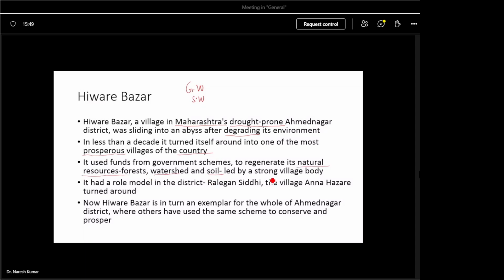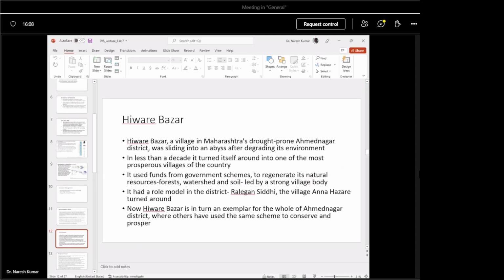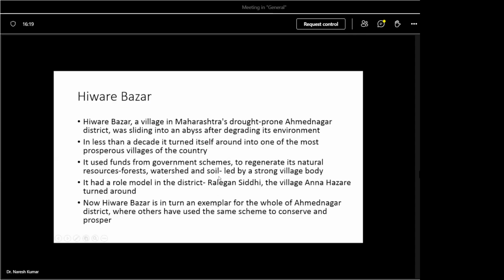Watershed management, soil conservation, led by strong village bodies. So now it has become a role model in the district, and this village is also famous for Anahjane. Now Hivre Bazaar is an example for the whole country. That is the kind of attitude that is required. And it is not that whatever you are studying will just be left in books. You will be able to see that it can also be applied.